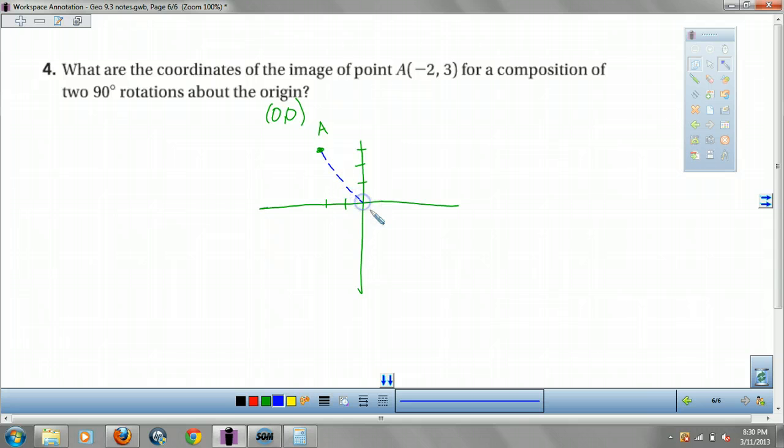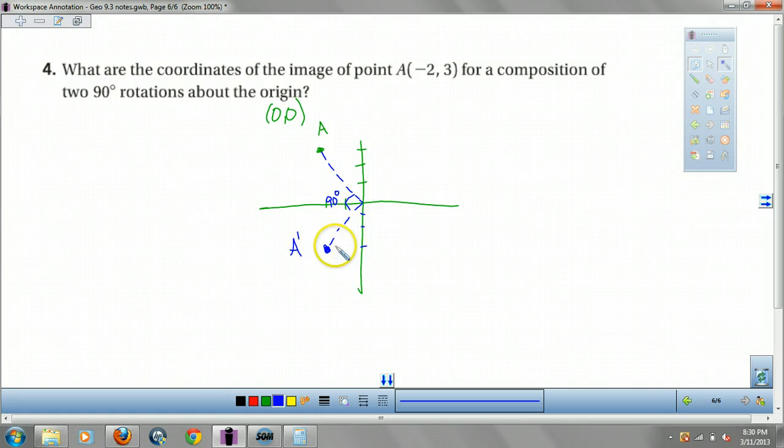So I'm going to the origin, and I have to go 90 degrees out. Now think, if I had to go up 3, this time I'm going down 3. I'm still going over 2, so that's my A prime. Okay, because that's 90 degrees.